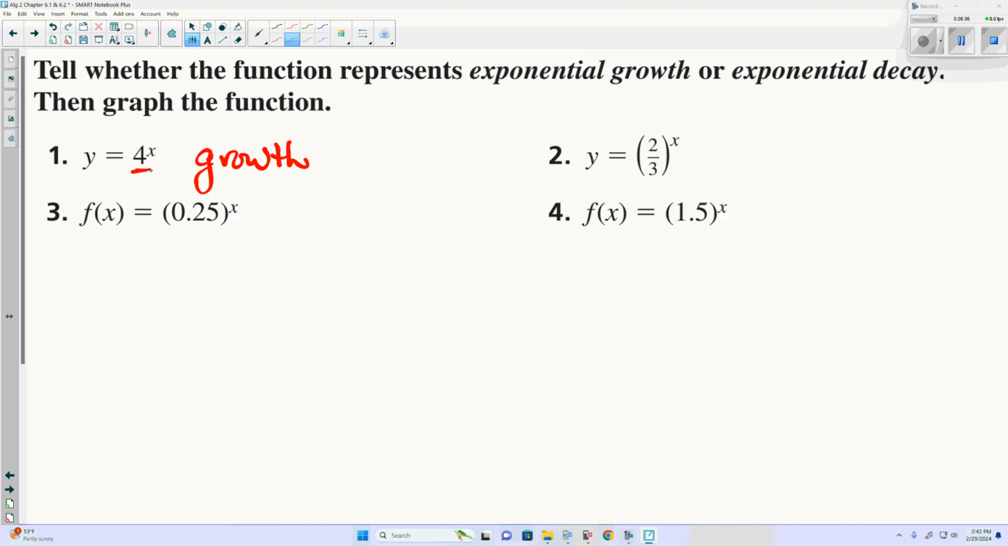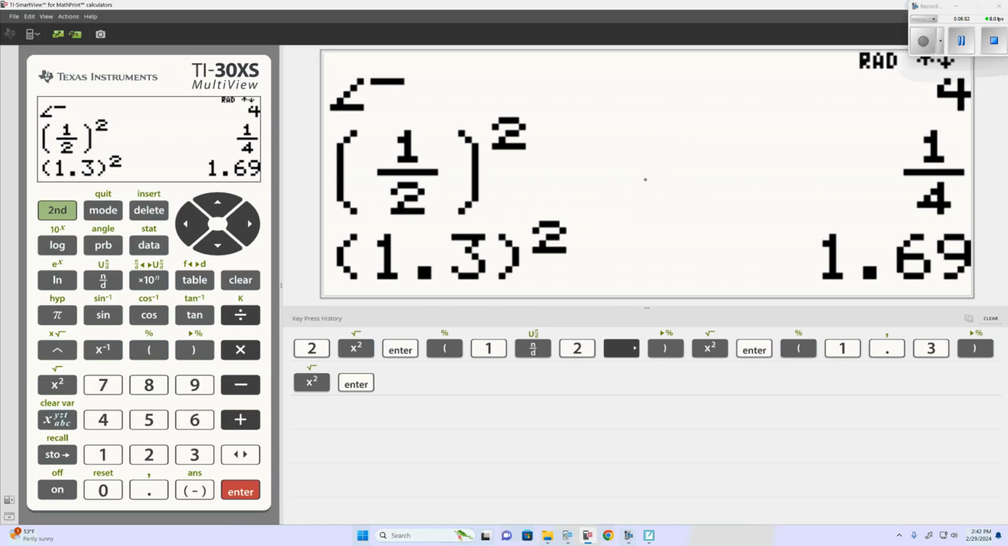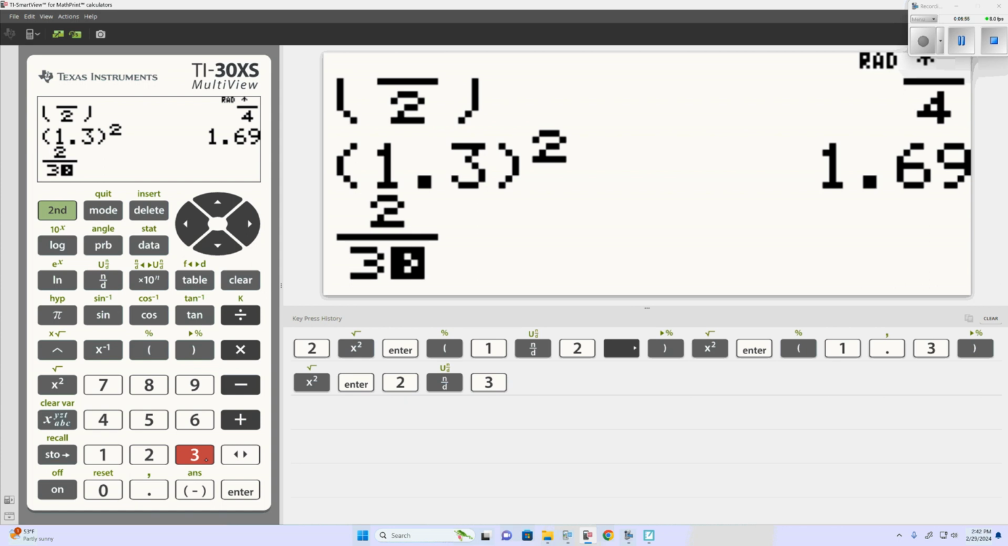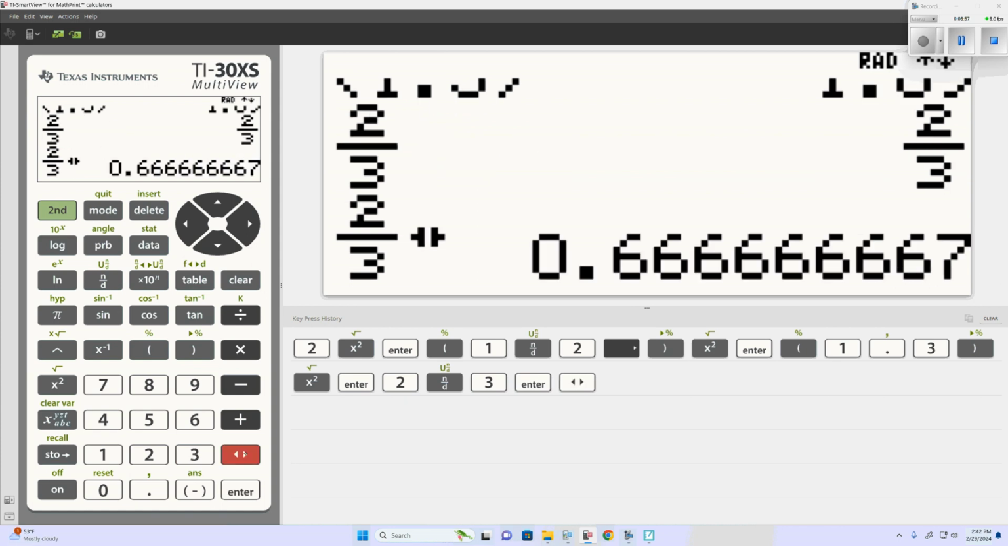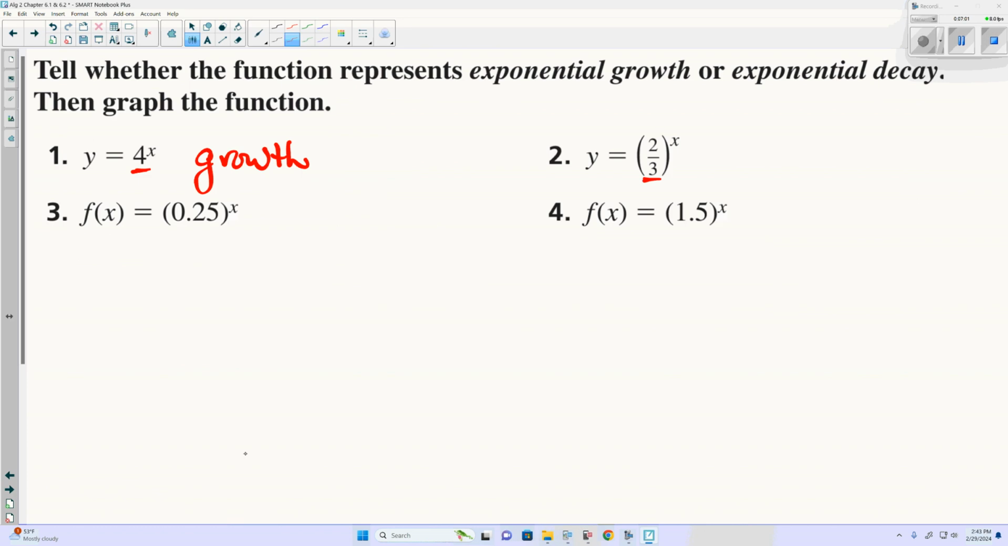Number 2, y equals 2/3 to the x. So if it's growth, 2/3 is greater than 1, yes? And if we're not sure, we can always turn the fraction into a decimal. 0.6 repeated, so since that's less than 1, this is decay.